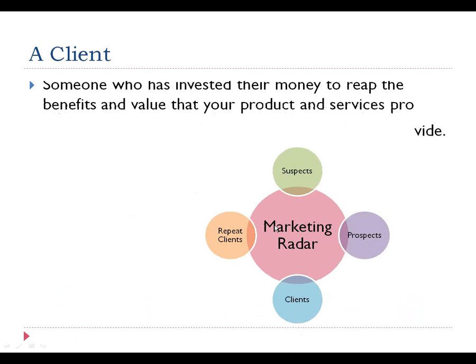Now, a client is a person who has actually paid, they've invested their money in a product or service. It doesn't matter how little that investment is, but the fact that they're willing to pay for something that you provide makes them a client, and it's a good sign if they can pay for a low end product. It's a good sign that when they have the means to do so, they probably would be able to pay for something at a higher level.